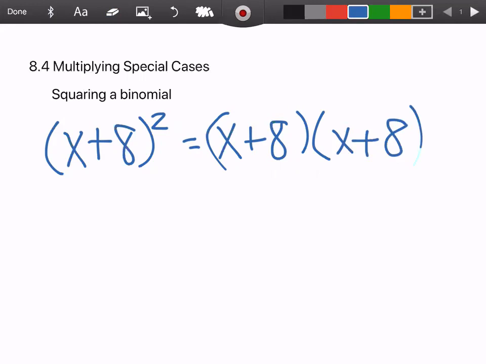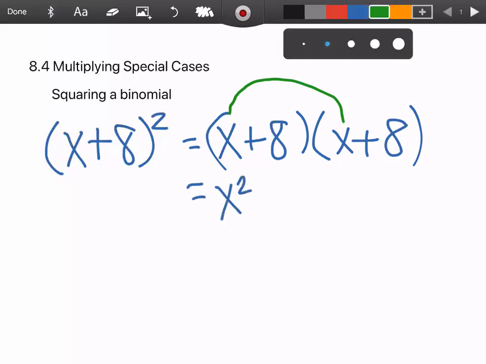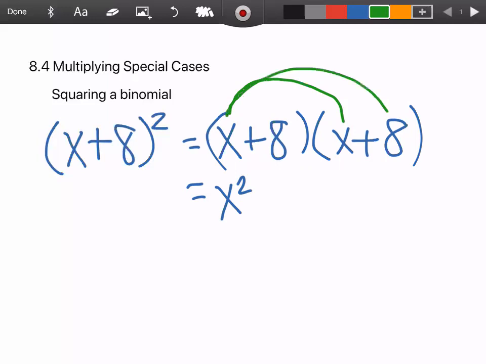So we are going to use the double distribution method for this first example, and then the next example I will show you the box method. So double distribution method means that we're going to distribute this x here twice. So we're going to multiply x by x, and we're going to get x squared. Then you're going to distribute this x again so that we have x times 8, giving us a positive 8x.